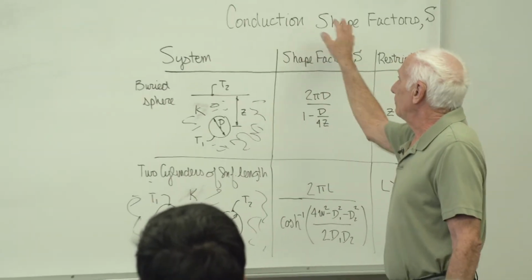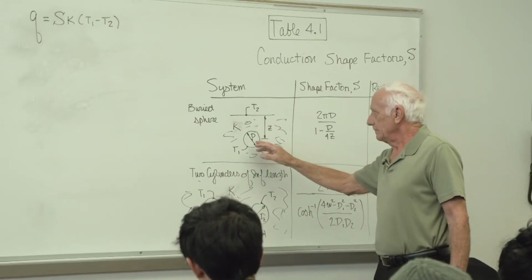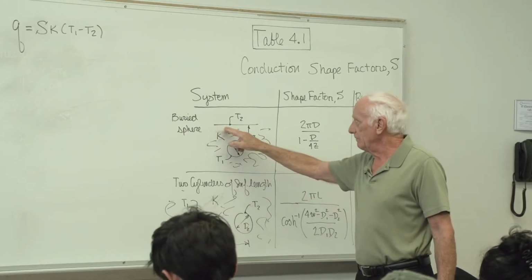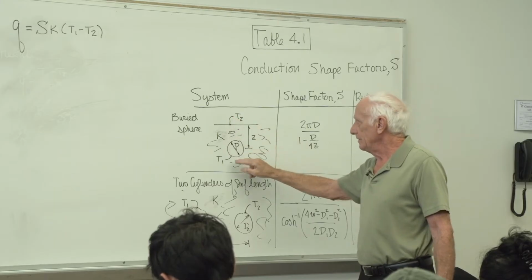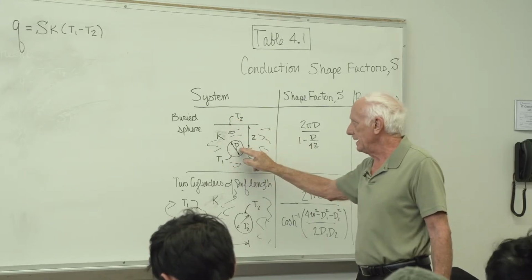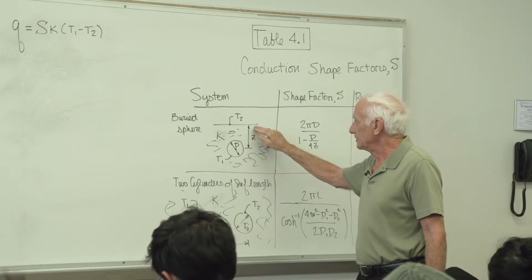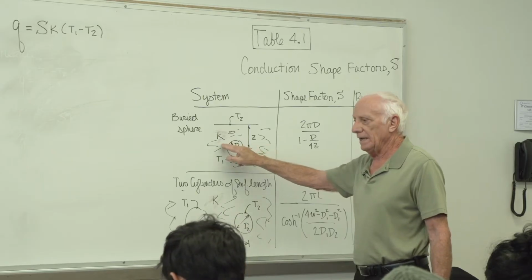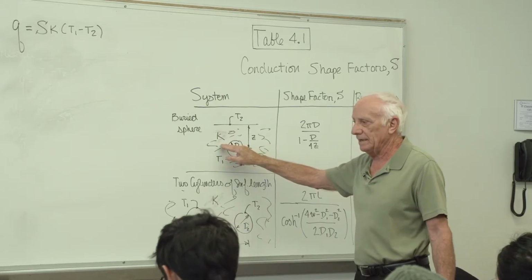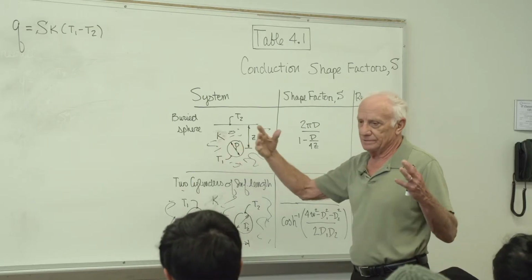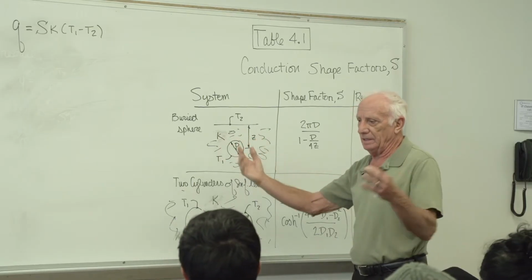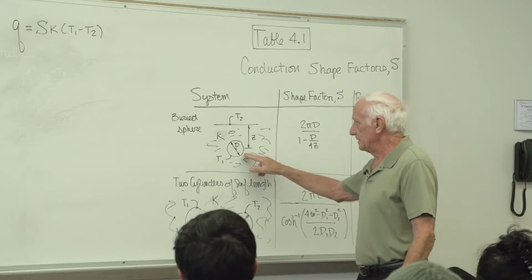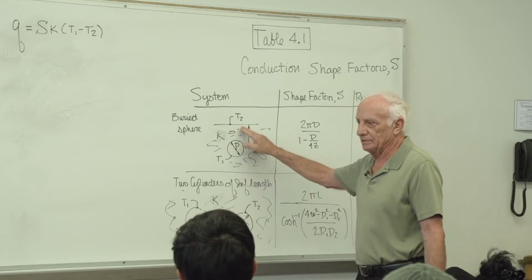The first case in table 4.1 is a sphere of diameter d buried beneath a surface kept at temperature T2. The sphere surface temperature is T1. It's buried from this surface down to its center, a distance z, in a material of conductivity K. For instance, you bury the sphere in soil. So here's a sphere buried in soil. The sphere temperature is 100 degrees C, and the top of the soil temperature is 30 degrees C.